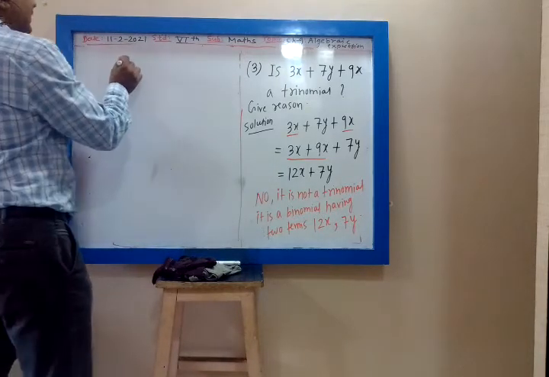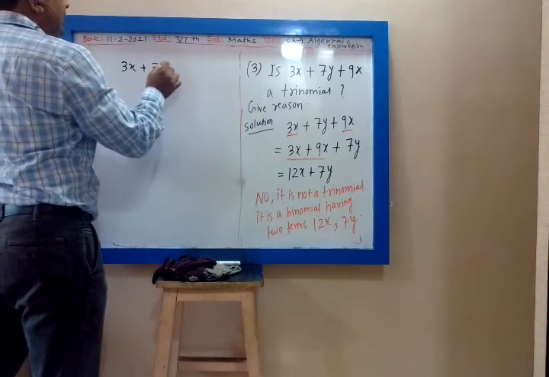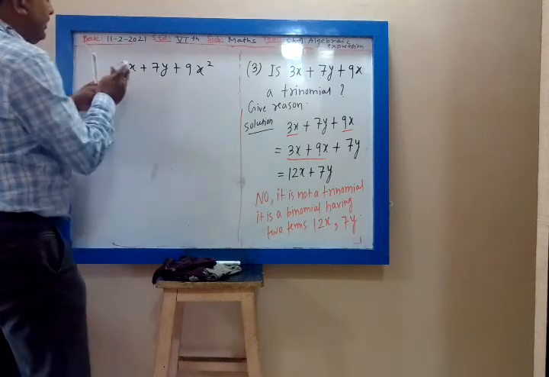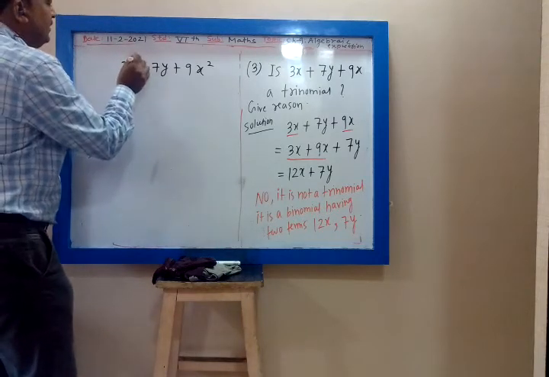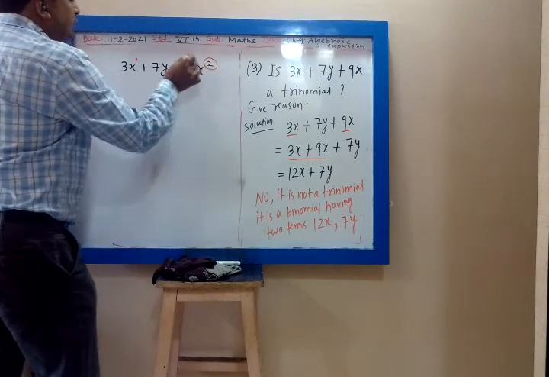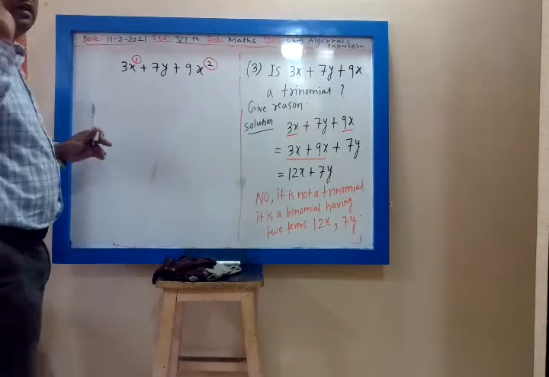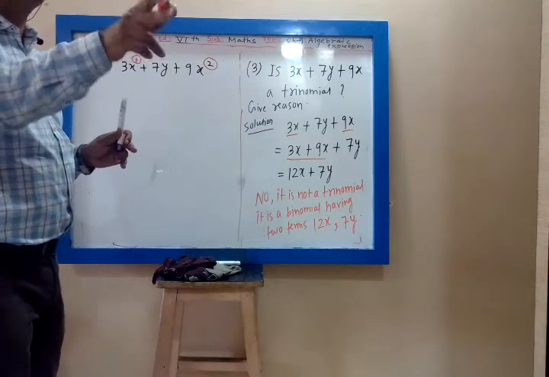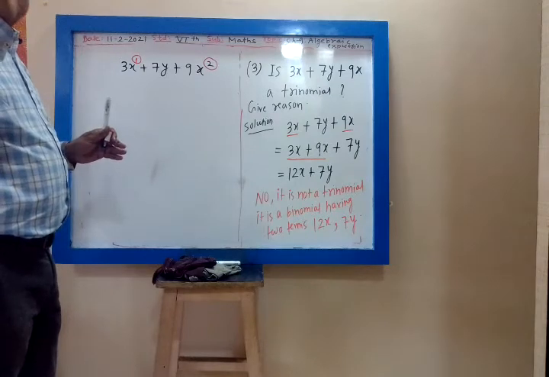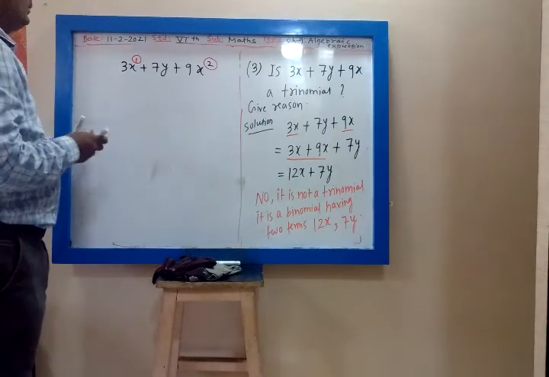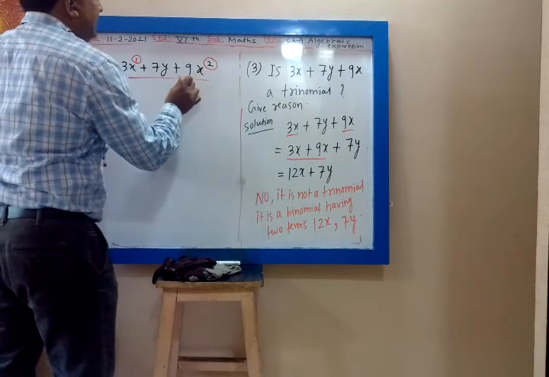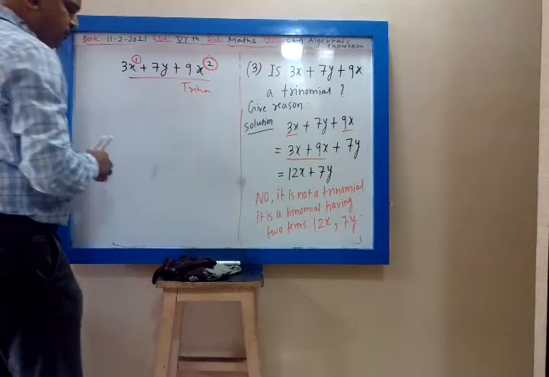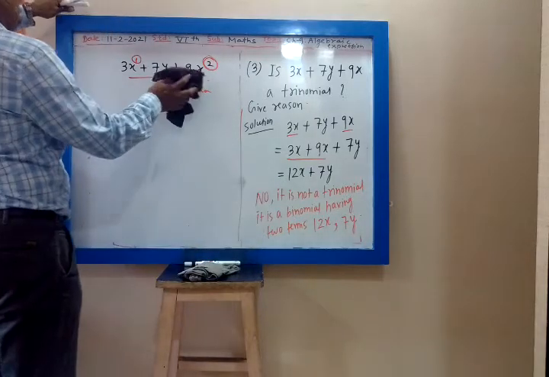If it is 3x plus 7y plus 9x square, I cannot add these two, because what is the power of x? 1. And this is 2. I cannot add. Only when they have the same power can I add. If the powers are different, it will be a trinomial. If the power is 2, then it is a trinomial.